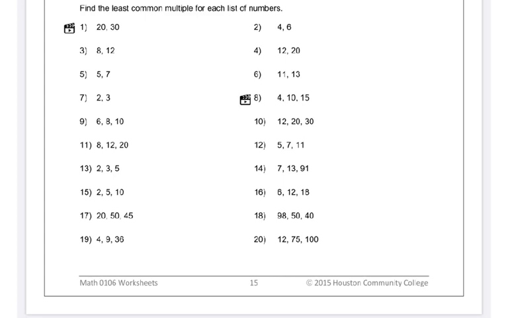Today we're going to be talking about least common multiples. And there are two ways of approaching least common multiples. So the question here that we're looking at is, what is the least common multiple of 20 and 30? I'm going to write this off to the side here.